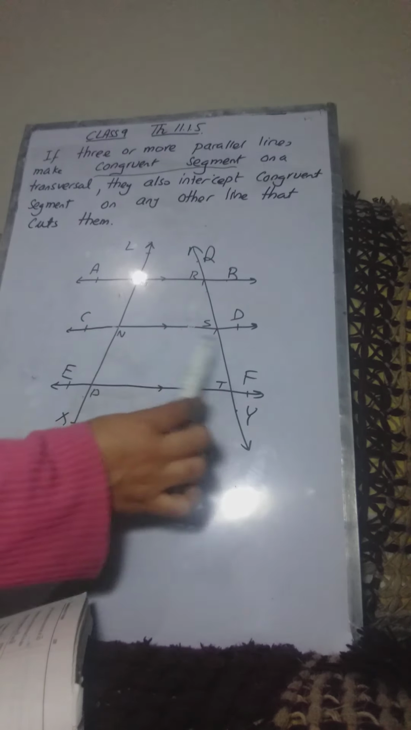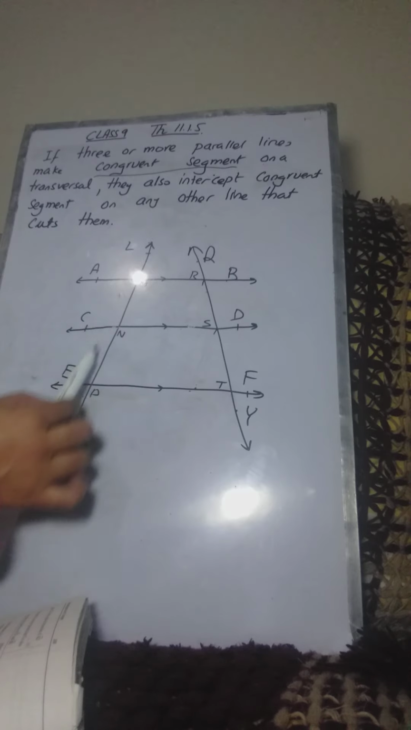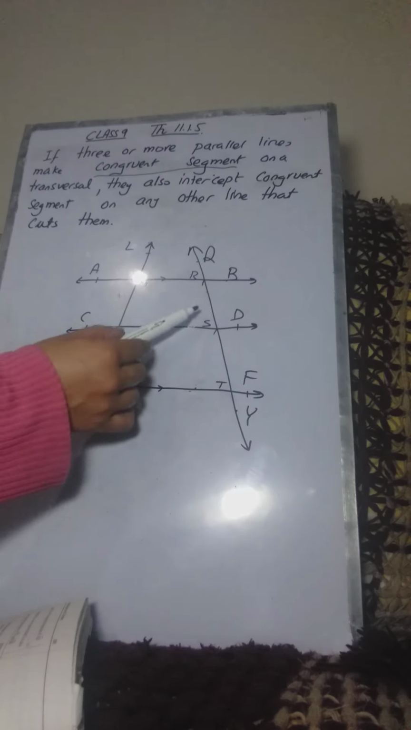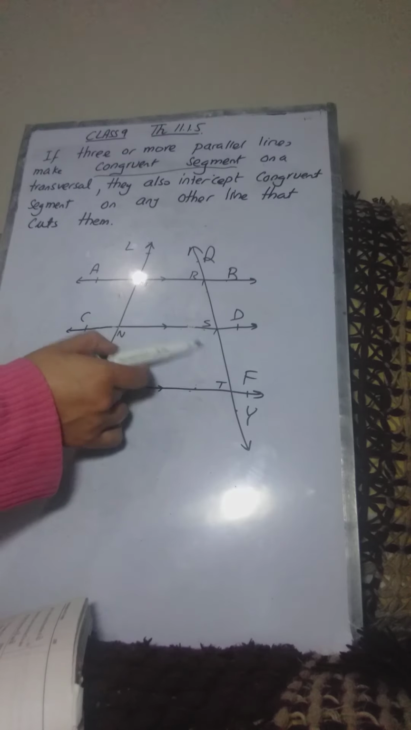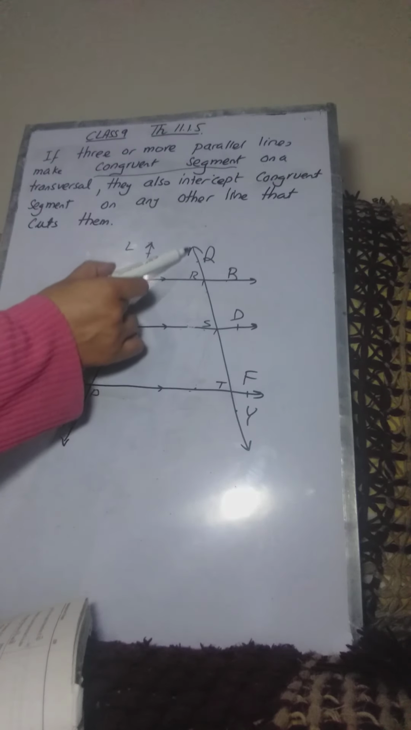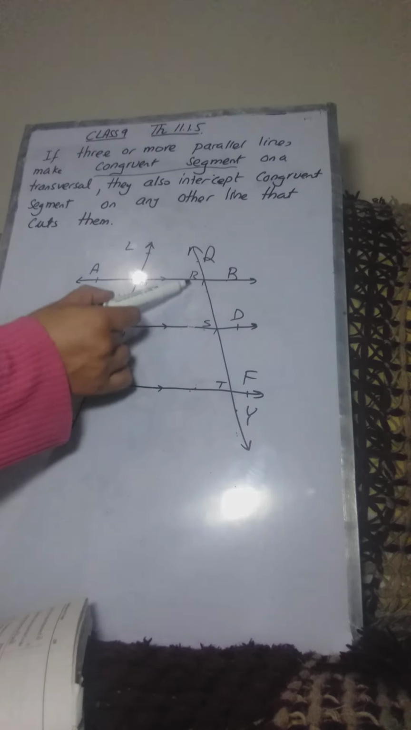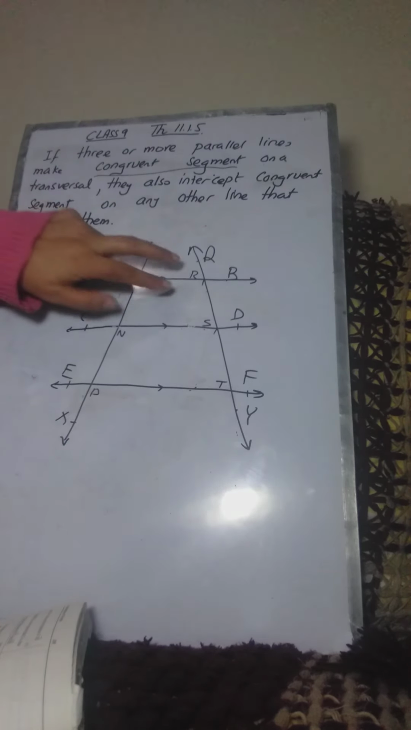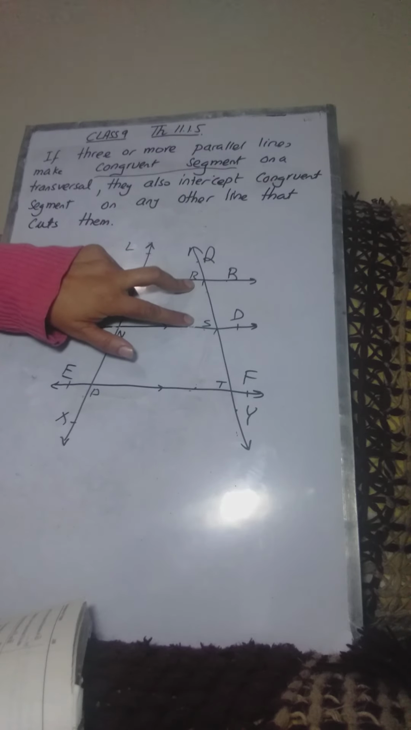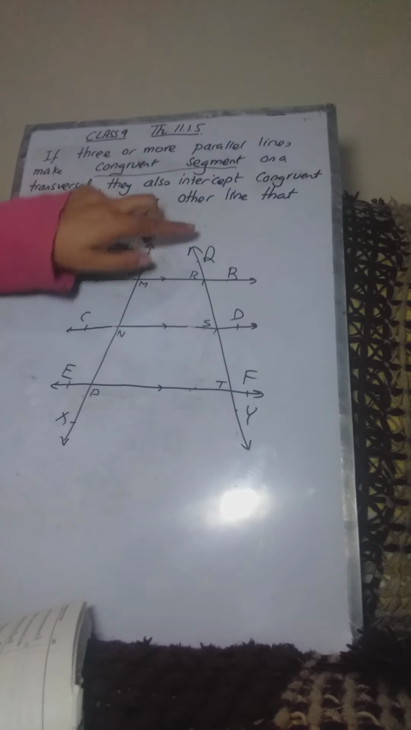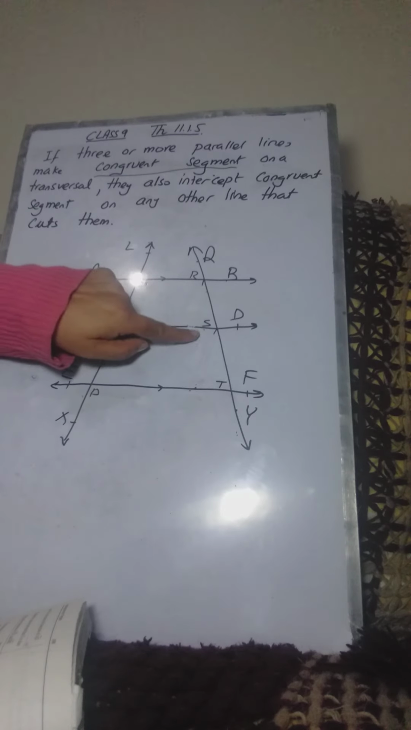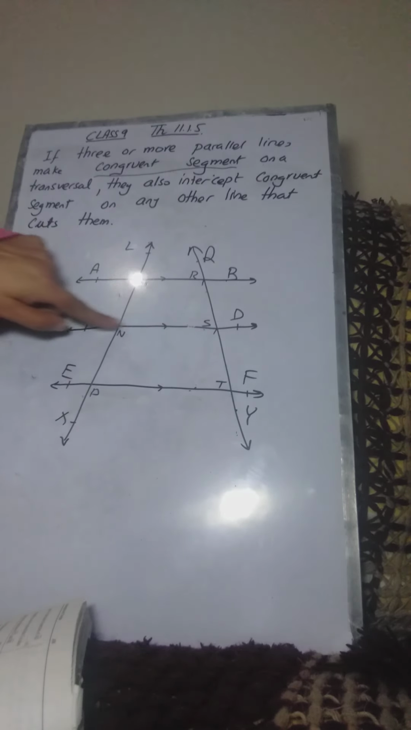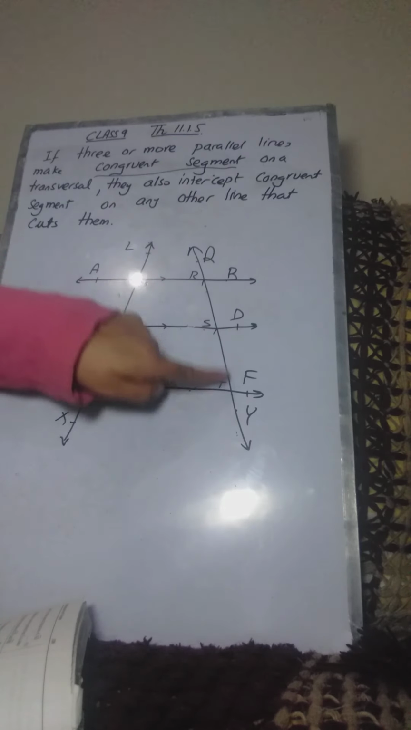So if these three lines make congruent segments MN and NP on one transversal, they will make congruent segments on any other transversal. For example, this is the second transversal, and the segments which these parallel lines are making are RS, the first segment with this transversal, and ST, the second segment.